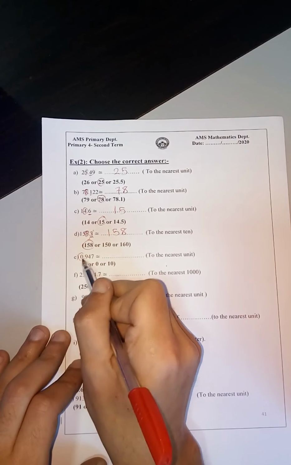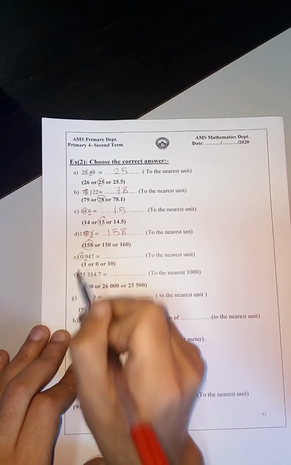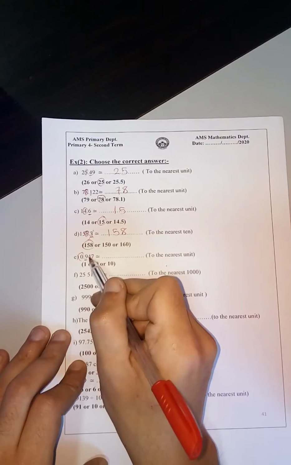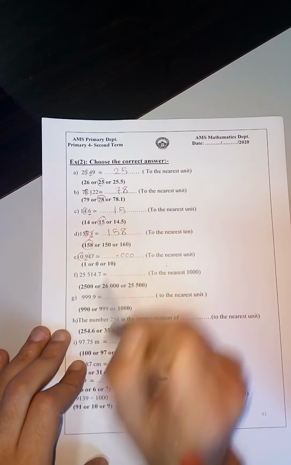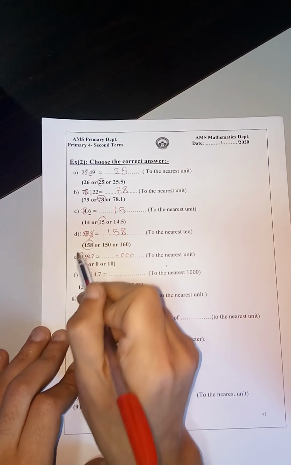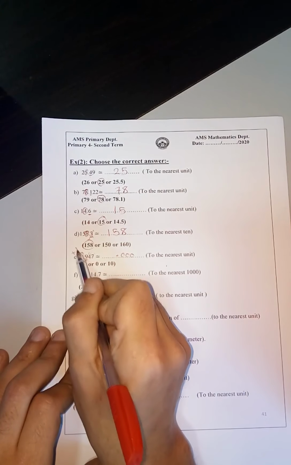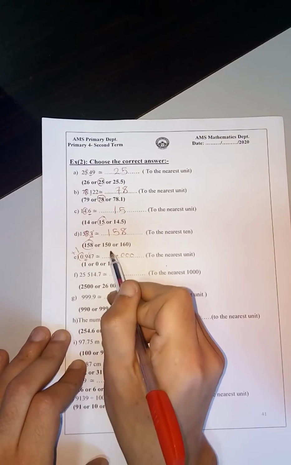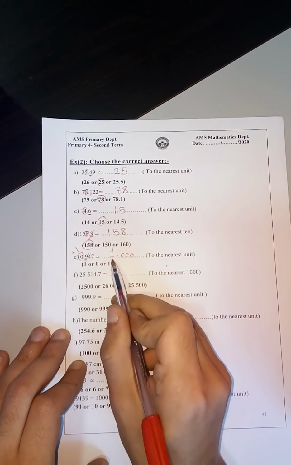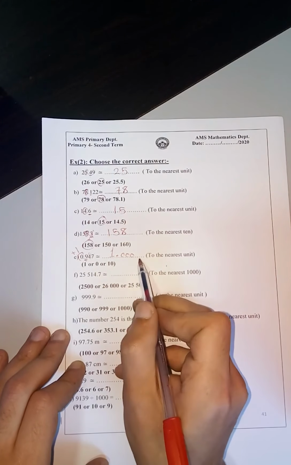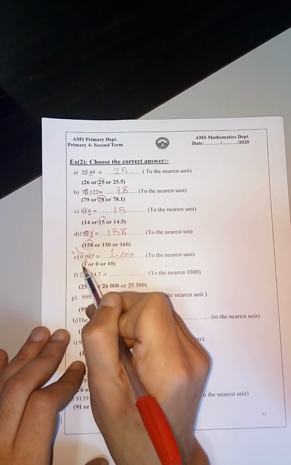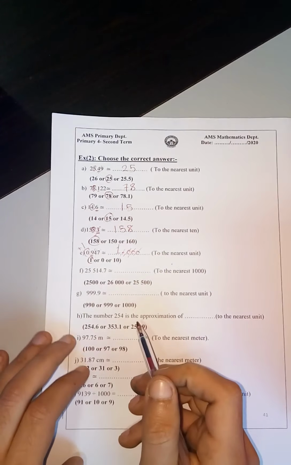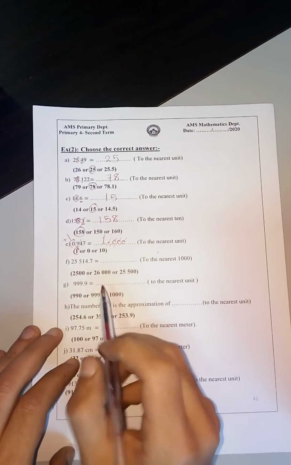The following example is 0.947. The unit digit here is 0, and the following number is 9. All the following numbers will be turned into zeros, and we have a decimal point. This 9 is a strong number, so it increases the 0 by 1. So 0 plus 1 equals 1. If I have a number like 1.000, the 0 after the decimal point has no meaning, so the answer is 1.